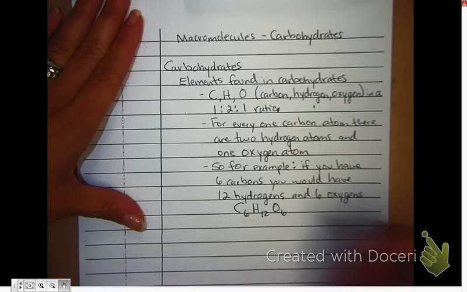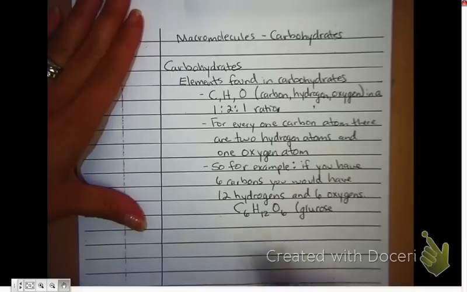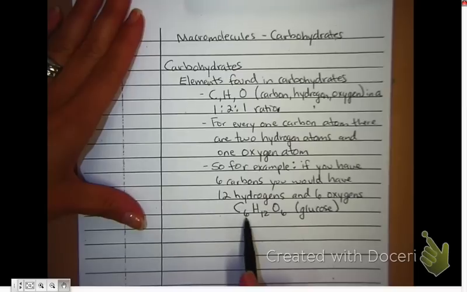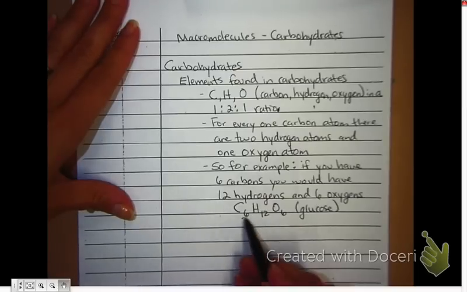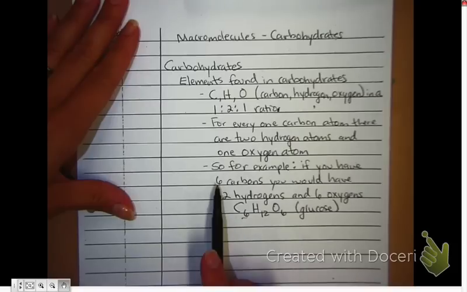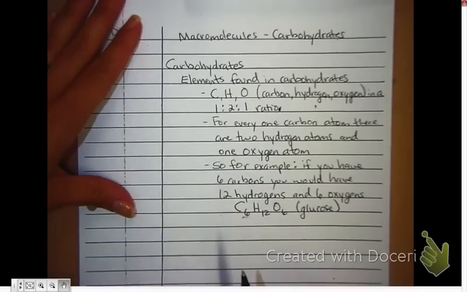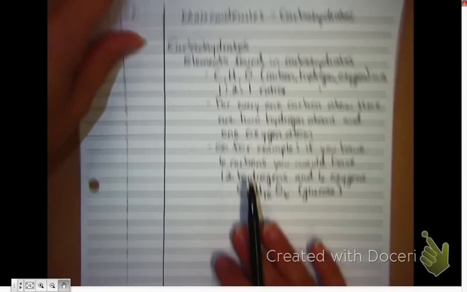C6H12O6. And this actually happens to be the most common of all the carbohydrates. This is glucose. Okay, so C6H12O6. These numbers here mean the number of atoms. See here, 6 carbons, 12 hydrogens, and 6 oxygens. Okay? So that's the elements.